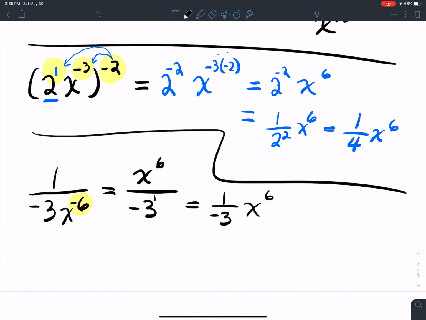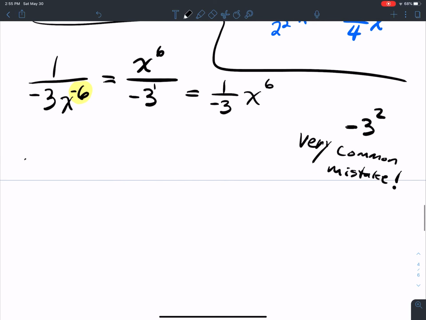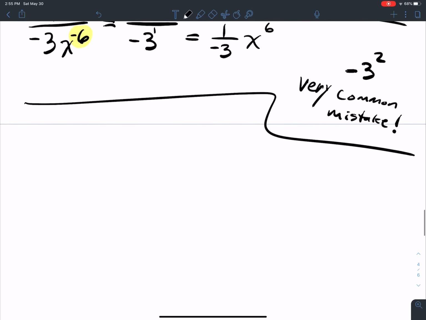Okay, that's it. All right, so don't make this very common mistake, almost as common as negative 3 squared, right? Oh my gosh. Mistake. Okay, don't do that. Now, let's try another one, see how good we are, see if we're progressing.